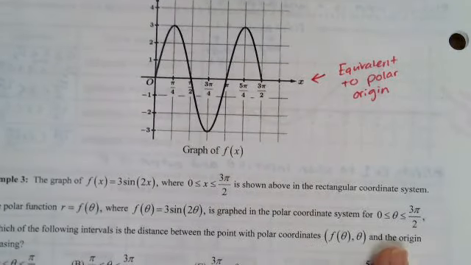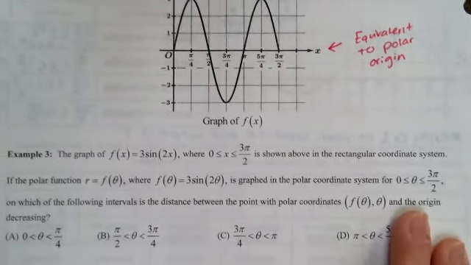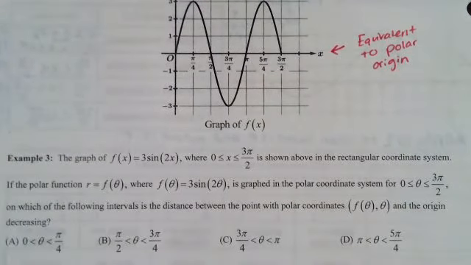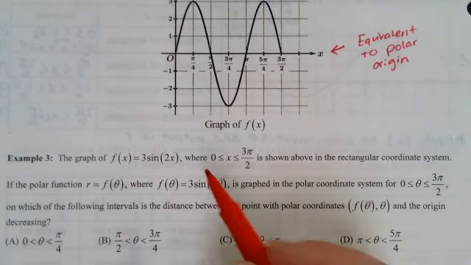All right, the question says, let's see if I can get the whole thing on here. The question says the graph of our function is shown on the rectangular coordinate system, if the polar function is basically the same thing in polar coordinates, on which of the following intervals is the distance between the point and the polar coordinates of the origin decreasing? So we should be looking at where is the distance getting less? Where is it getting closer to the origin, right? So this one's already kind of set up for us.